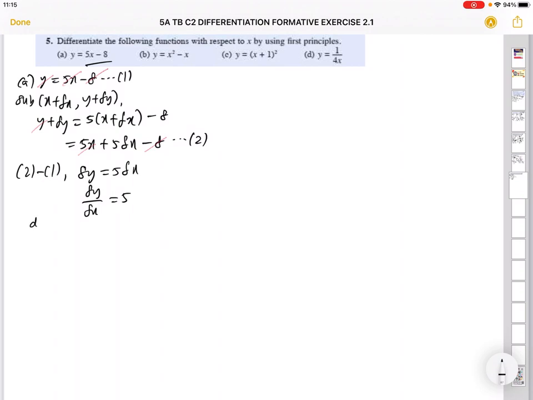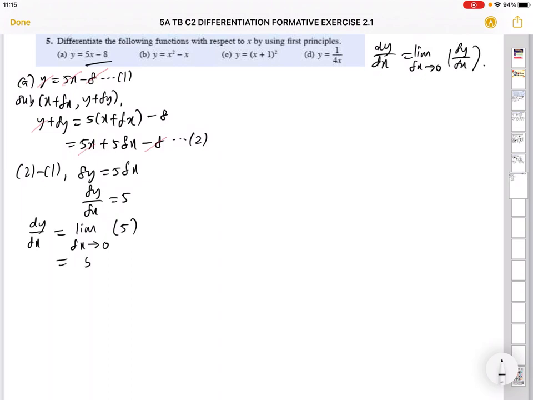We take the limit of delta x approaching 0. All right, and I'm going to put my delta y over delta x inside. Remember, the formula is the first principles formula. dy dx is the limit of delta x approaching 0 of delta y over delta x. So there's nothing to sub inside, so your answer is just 5.